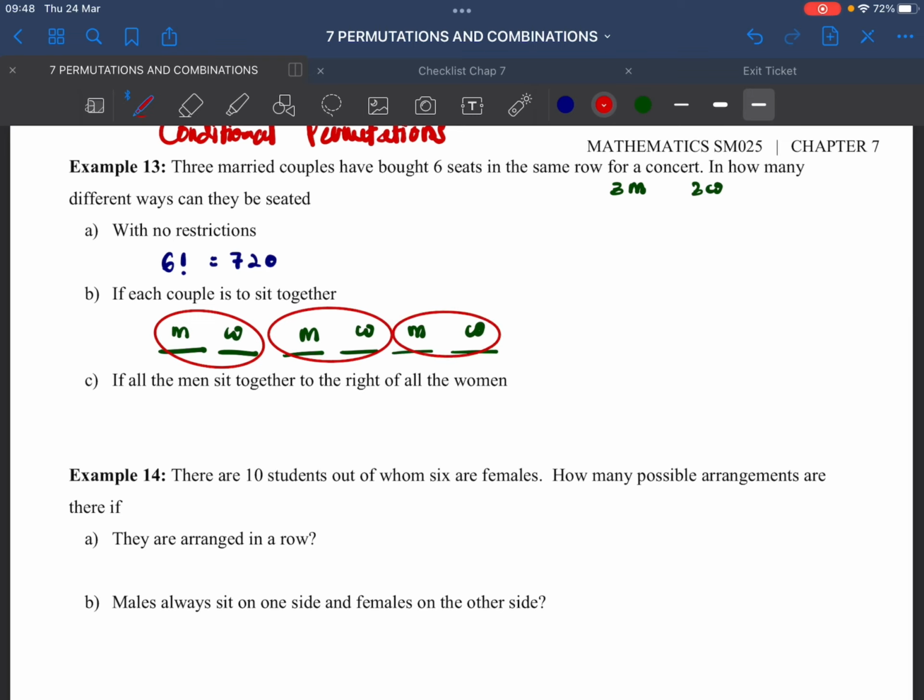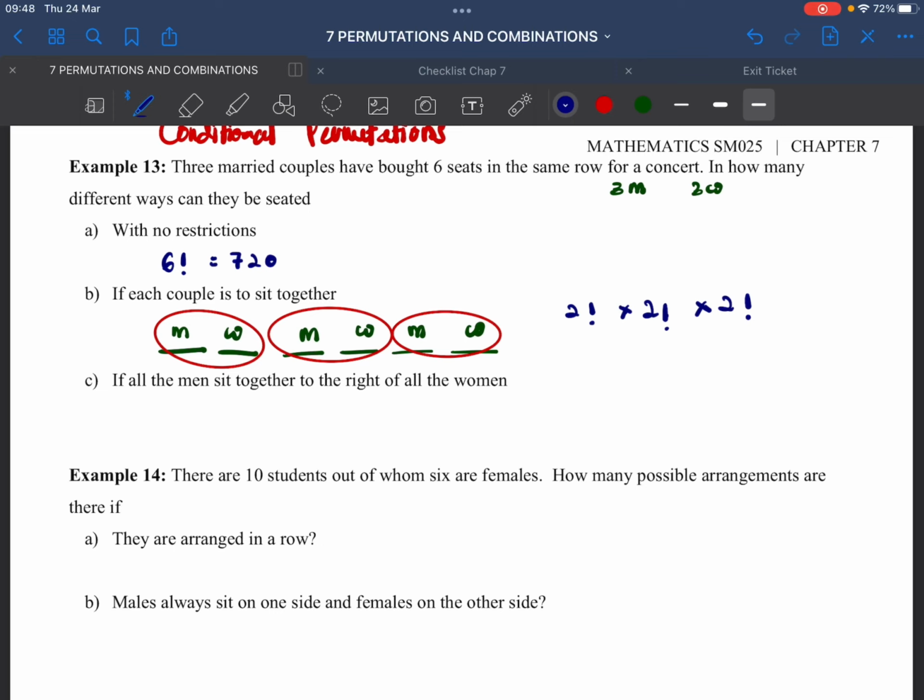Okay, so how are we going to arrange this? Antara 2 man dengan woman ni, dia boleh bertukar tempat, right? Dia boleh tukar tempat. So that's gonna be 2 factorial. Ingat kalau dia boleh tukar tempat 2 orang, dia jadi 2 factorial, or 3 orang, dia boleh jadi 3 factorial. The same thing with the second couple. 2 ni boleh tukar tempat. Woman boleh duduk sebelah kiri, man boleh duduk sebelah kanan. And that's going to be 2 factorial as well. And the same thing for this couple.